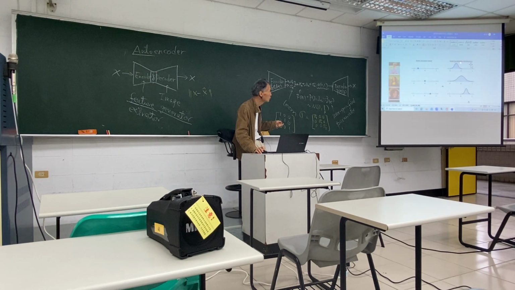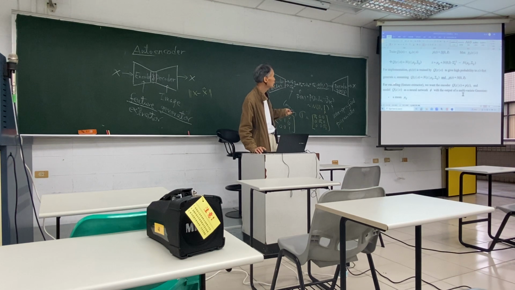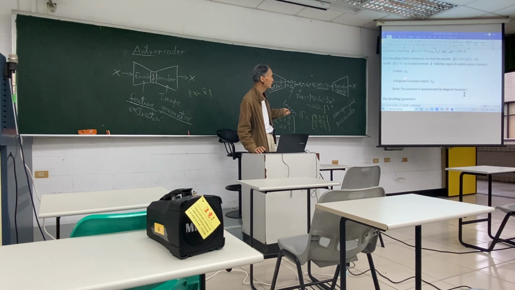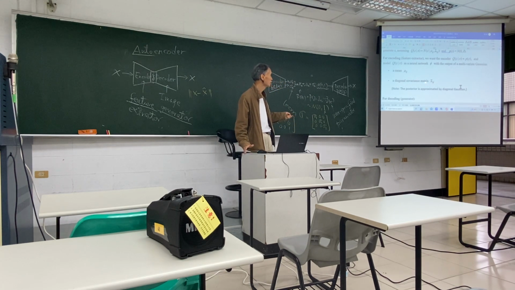So for different images, for different degrees of smile, you will have different distributions, and we put the restriction on that. For the implementation, for the encoder, you will run, as I already mentioned, the mean vector for all the features, and the diagonal covariance.